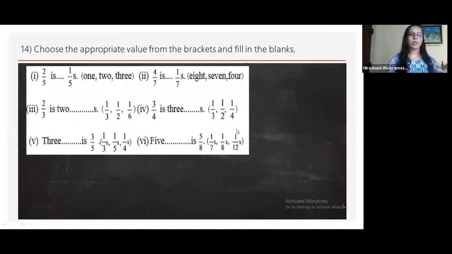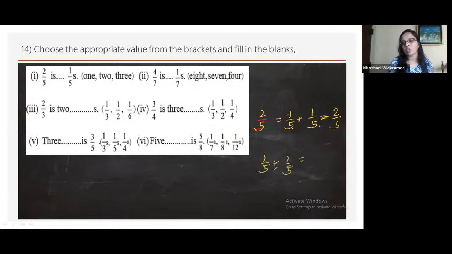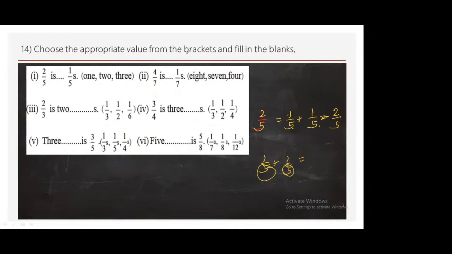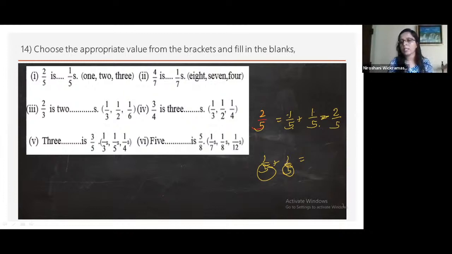2 over 5 means how many 1 over 5s? We can expand and write it: 1 over 5 plus 1 over 5. Look, the denominators are the same, and 1 and 1 make 2. Here the common denominator is 5, so we can write it like this. Some children add like this, 1 over 5 plus 1 over 5, and they add the denominators also. No, we are not adding them. If the denominators are the same, 5 is the common denominator, and we call them like fractions. So 5 here, 1 and 1 is 2. How many 1 over 5s are there? 2. So 2 over 5 is 2 of 1 over 5.